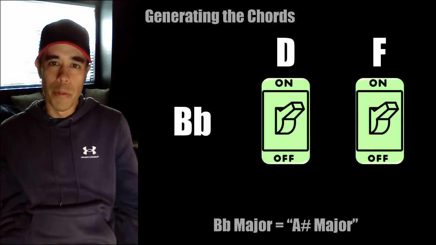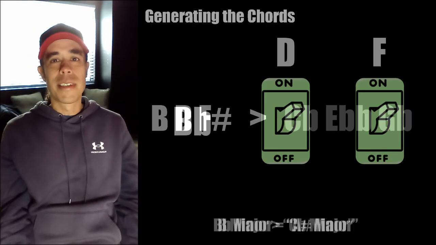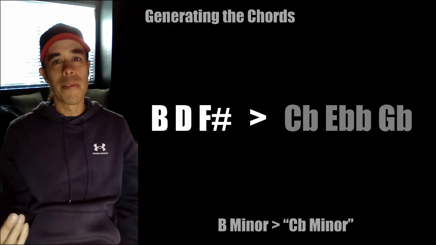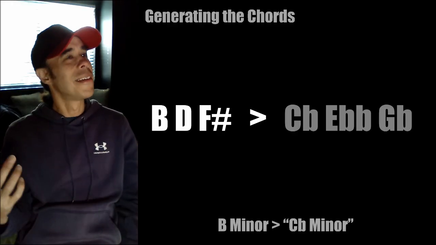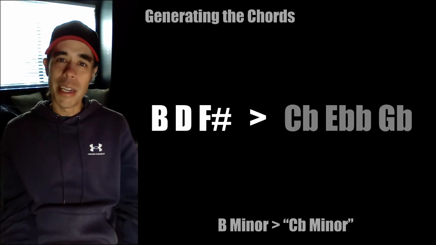The same would be true for double flats. If you had a minor chord like C flat minor, you'd get C double flat, E double flat, G flat. Instead, it's B, D, F sharp, or spelled with flats, C flat, E double flat, G flat is what it would be.